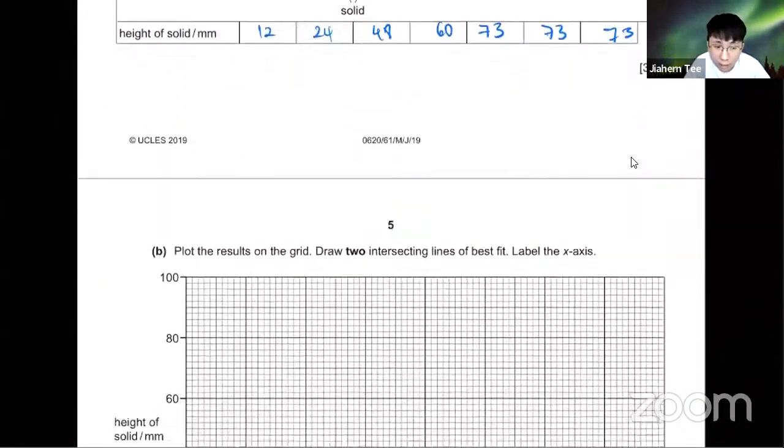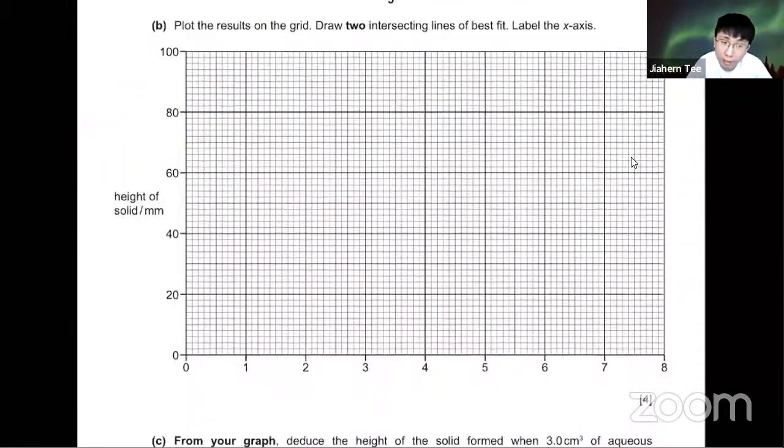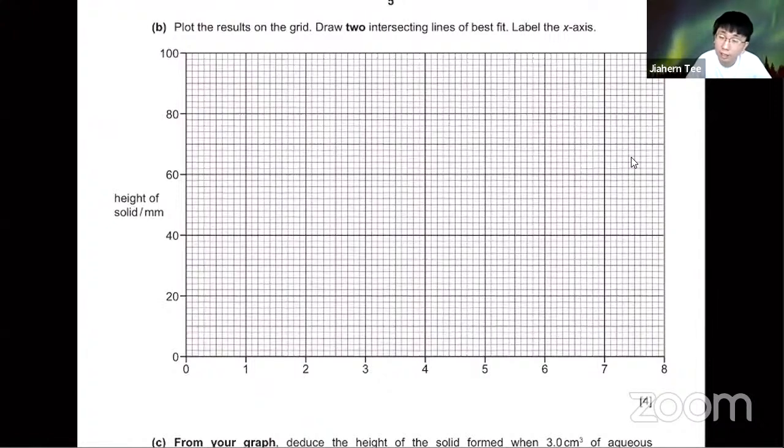Okay, so the next is actually to plot. I hope you guys have tried plotting a graph in paper 6, because most of paper 6 has a graph plotting. You're going to need to plot this easily. So how to plot this? I guess it's provided, very simple.